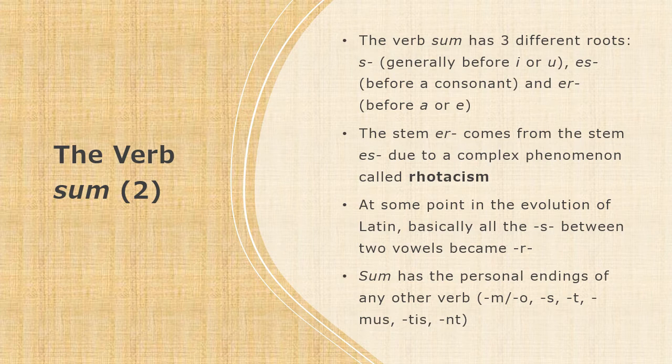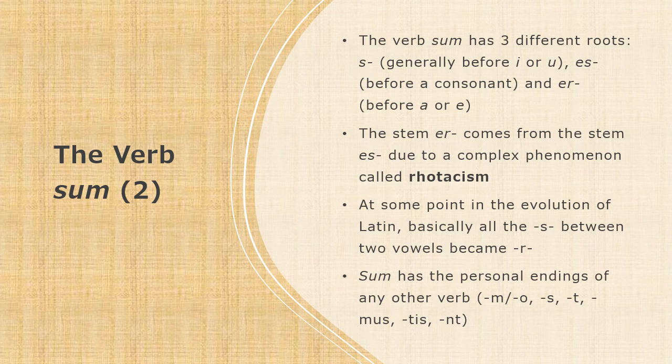Now, the stem er comes from the stem es due to a complex phenomenon called rotacism. So to put it simply, at some point in the evolution of Latin, basically all the s between two vowels became r. This happened because at some point in Latin there were great fluctuations in the pronunciation of the s. And at some point, Latin grammarians just said, okay, let's transform all the s between two vowels into r, so that we don't have any more uncertainty about the pronunciation of the s.